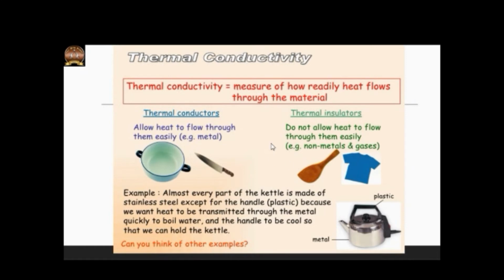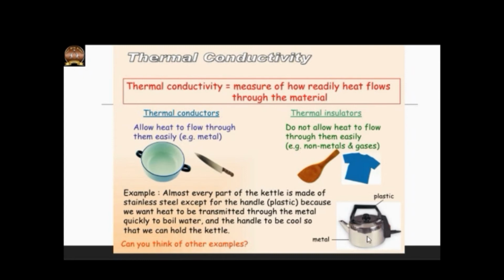Thermal insulators do not allow heat to flow through them easily, and this is why we use wooden spoons or non-stick spoons made up of plastic to stir our food so that the handle does not get hot and it is safe to hold. Materials such as cloth, plastic, fiber, nylon, these are all good thermal insulators. That is, they do not allow heat to flow through them easily.